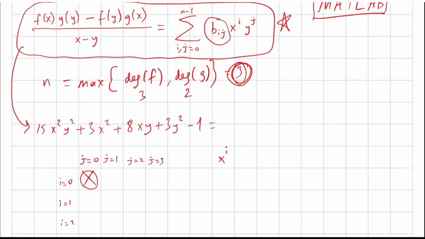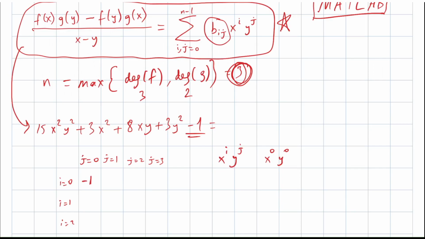Look at this: x to the i, y to the j. What is this for this point? This is x to the 0, y to the 0, which basically means 1, a constant number in our expression. What is its coefficient? Of course, minus 1. So let's type minus 1 here.